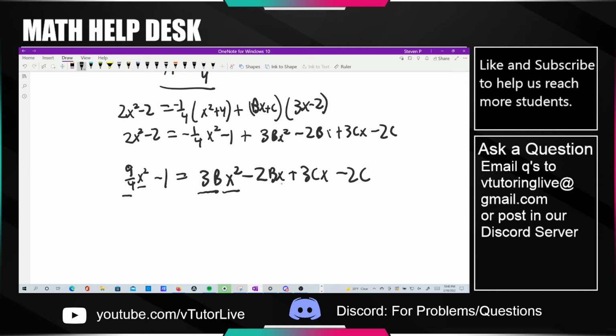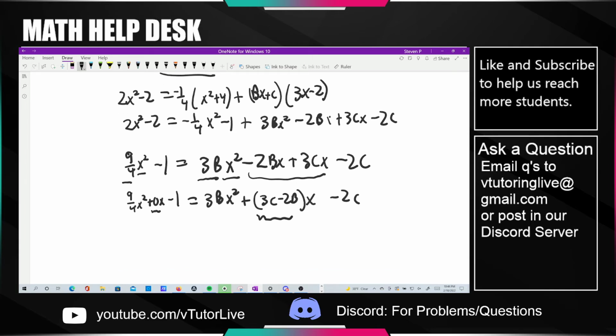Similarly, for all the first power x terms, this stuff down here is basically 3c minus 2b times x. This stuff over here has got to be equal to whatever the x term on the other side is, which happens to be 0. 9/4 x squared plus 0x minus 1. Let's write it out more explicitly. But this 0 and 3c minus 2b have got to match each other, and this minus 2c and this minus 1 have also got to match each other.